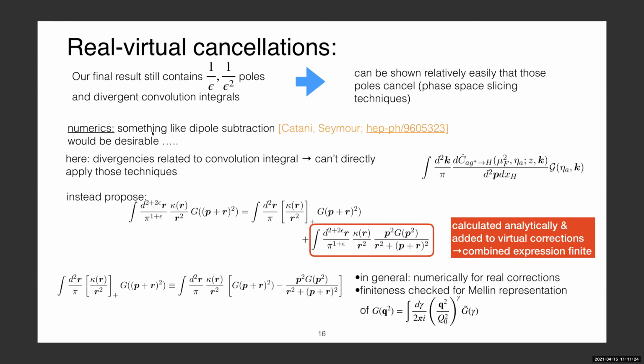For numerics, it would be far nicer to use something like dipole subtraction, as formulated a long time ago by Catani and Seymour for the standard collinear calculation. So here we do know something similar. Also for our calculations, for the high energy factorized calculations, we make a model approach, a simplified expression, which allows us to abstract the divergent part of the real corrections, integrate it analytically, and then add it back to the virtual corrections, and really make this cancellation between the divergences explicit.